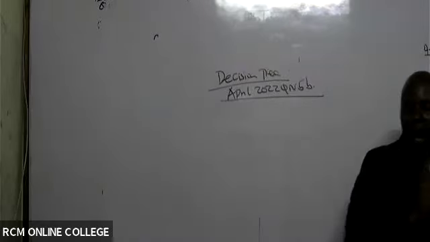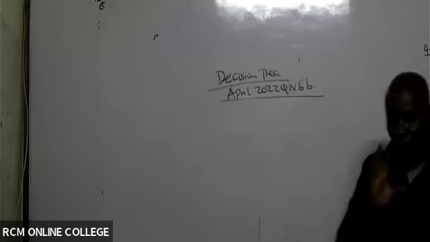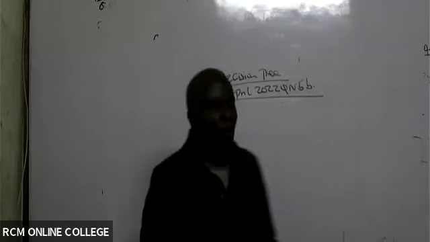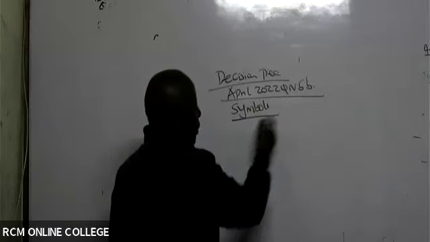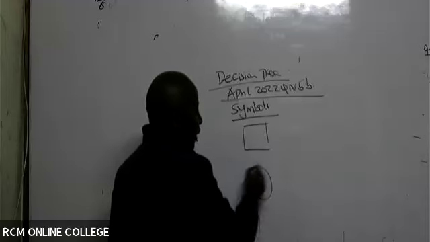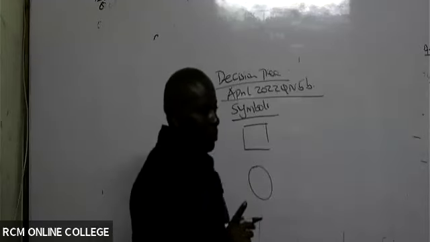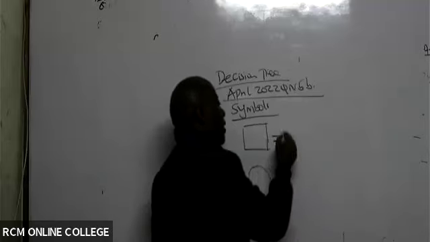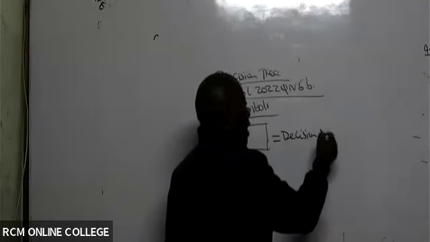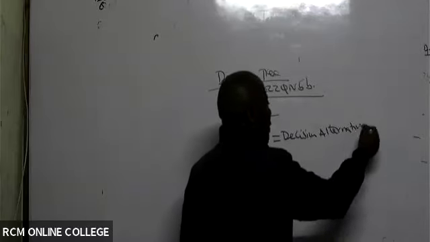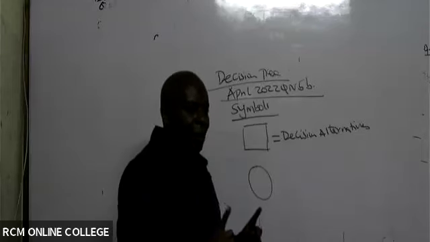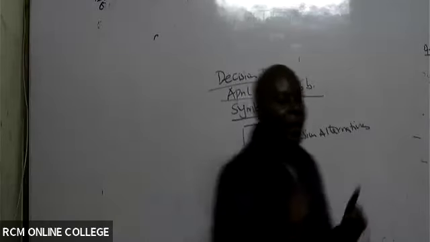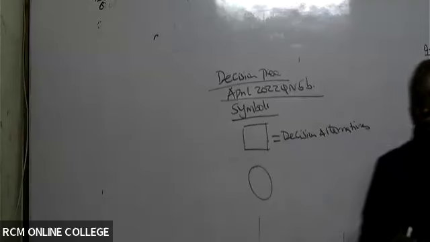But there are two things I would want you always to be remembering in decision trees. The symbols. We have got two symbols. Whenever we want to draw a decision tree, we have the box and what we call the circle. This box is where we shall be having the decision alternatives. Anytime we tell you to choose an option, to decide, you shall always be making your decisions right from inside a box.